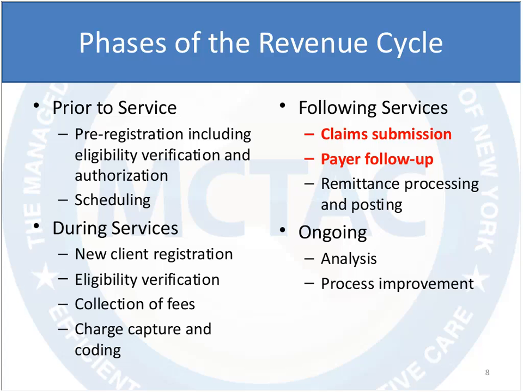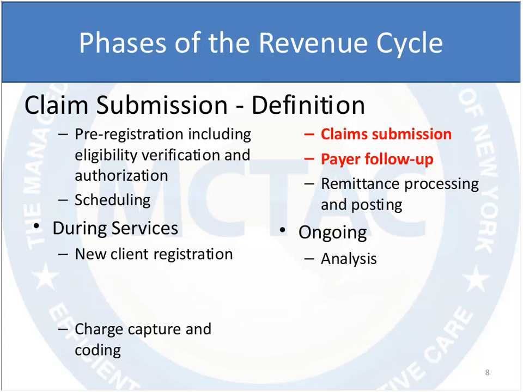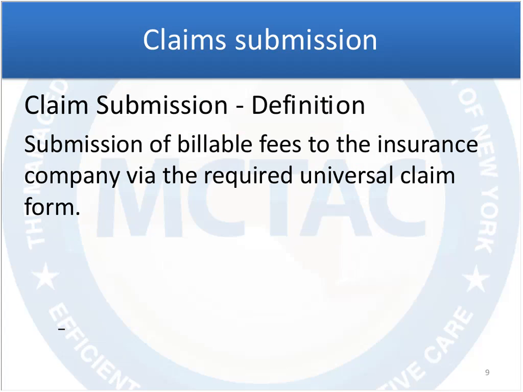Today we're going to start the first set of activities that are going to happen after the service, and that will be the claim submission and then the follow-up for claims that are either not paid or paid at a rate that you did not expect them to be, or just not paid at all without any notification. Claim submission, pretty straightforward. The definition is the submission of a billable fee to an insurance company via the required universal claim form. And the important piece of claim submission is assuring that your claim goes out clean.